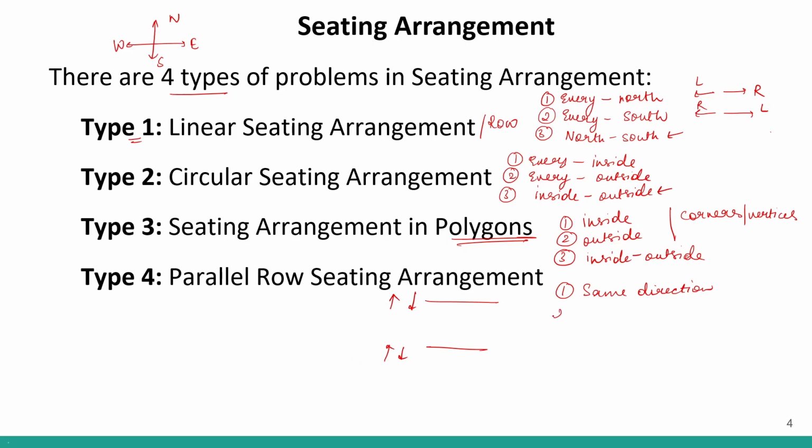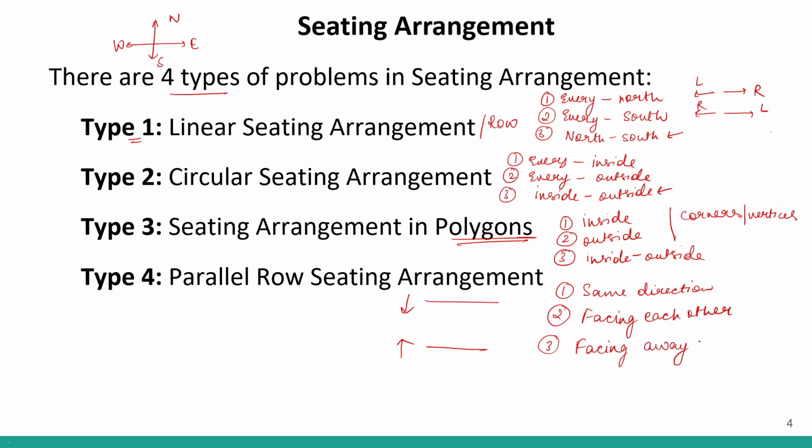Okay, second possibility is facing each other. Facing each other means the above row is facing south and the below row is facing north. This is facing each other. Third possibility is facing away from each other.